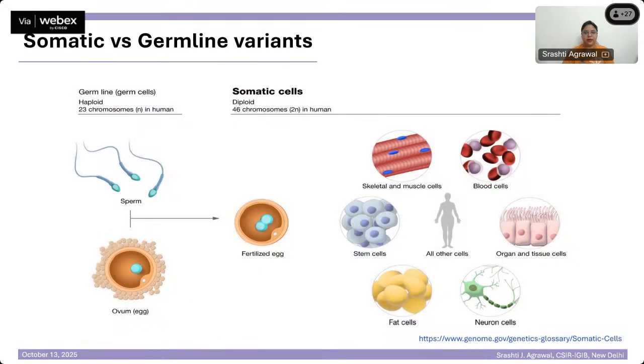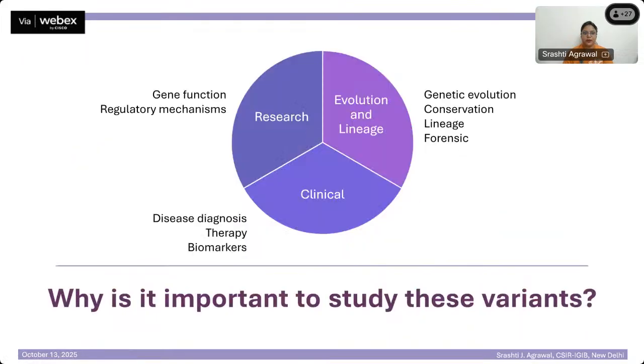So these variants, if they occur in the somatic cells, are called somatic variants. But if they occur in the germ line, that is either the sperm or ovum, then they would get transferred to the next generation, and therefore they are called germline variants. Somatic variants might also lead to specific deleterious effects, but mostly, if the germline variant is deleterious, it might be hazardous for the next generation.